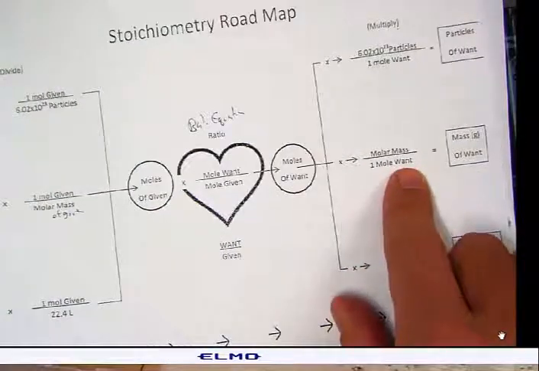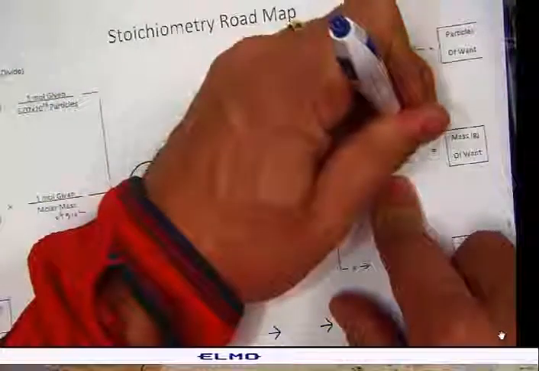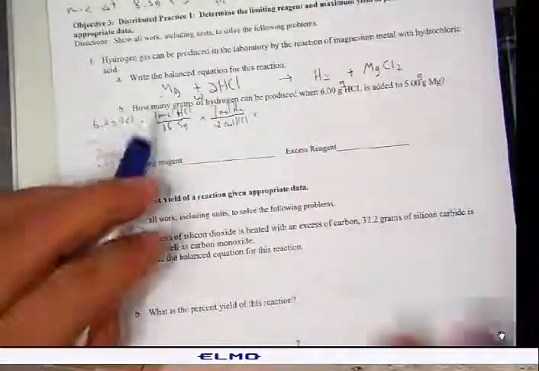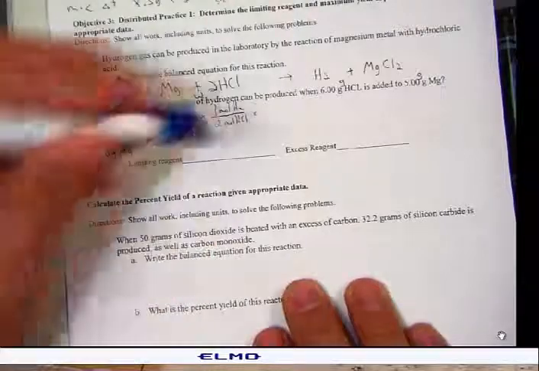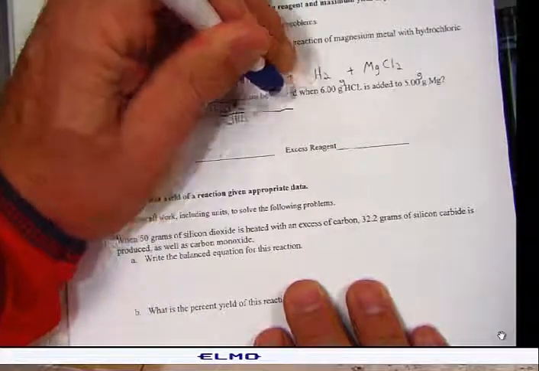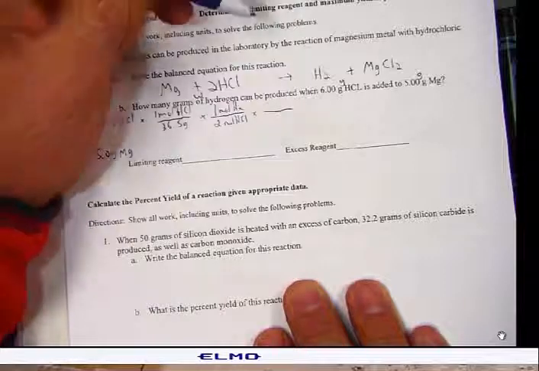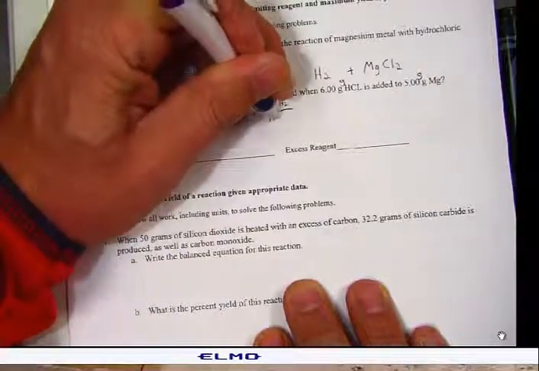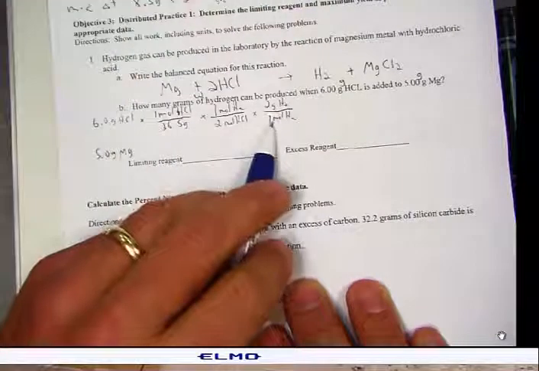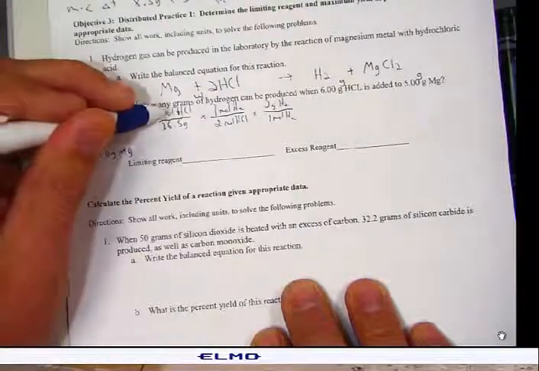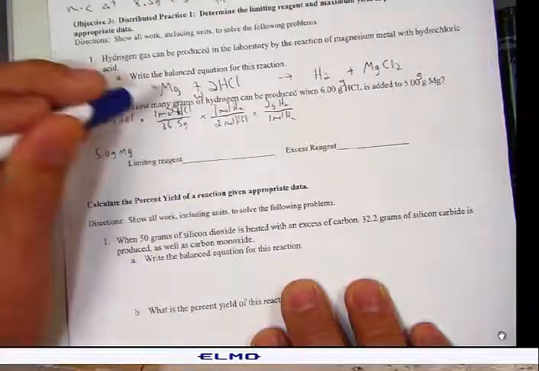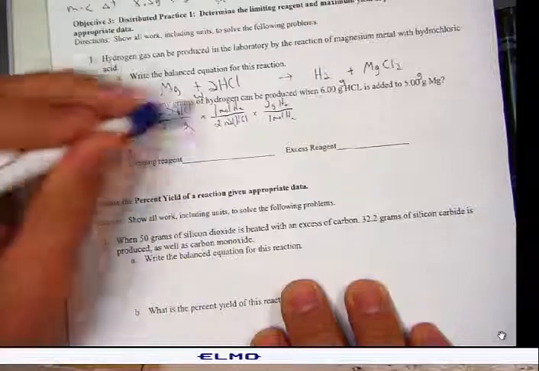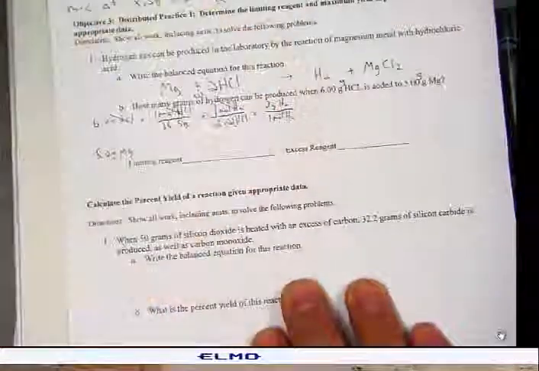Now it gets me to the next step. Molar mass over 1 mole of want. So that's molar mass of want. What is my want? Hydrogen. Molar mass of want. So what does a mole of hydrogen weigh? It's H2, so it's 2 grams of H2 over 1 mole of H2. It's got to be a 1. I double check. Crosses out grams, grams, moles, moles, and that will be in grams.